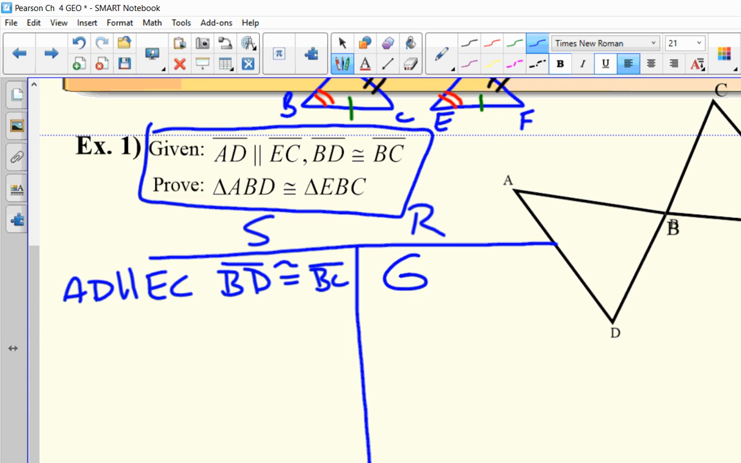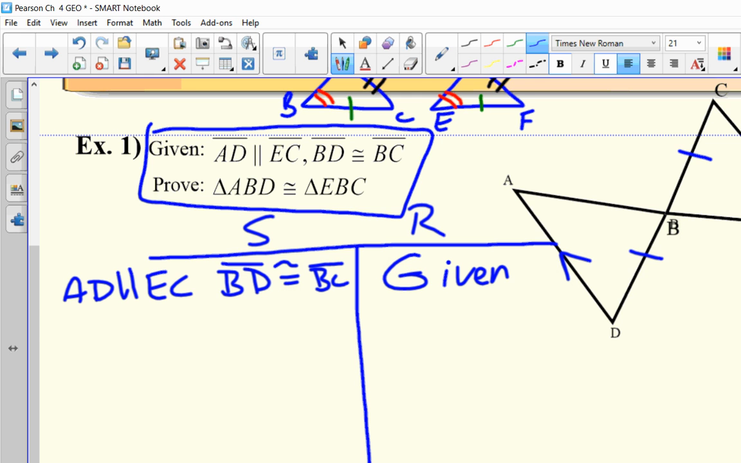All right, so once again, we're going to draw in what they gave me so I can see it. AD is parallel to CE, or EC, okay? And BD is going to be congruent to BC. Okay, now I'm going to stop here for just a moment.